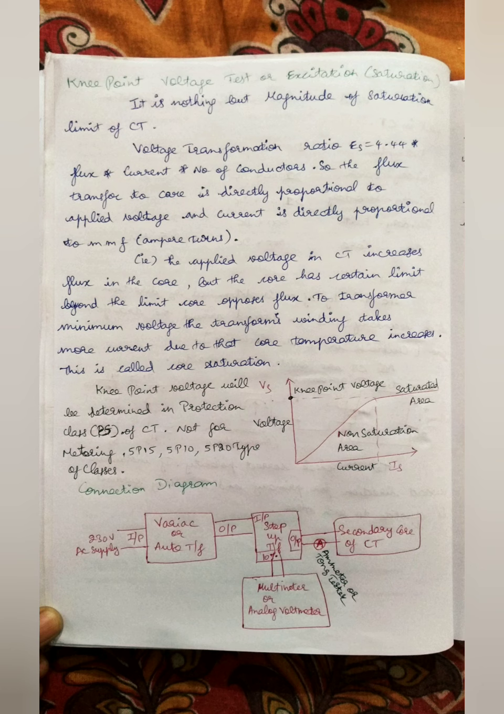Next, the diagrammatic connection of your saturation or knee point voltage testing: we need a single phase supply, which is directly connected to your variac or auto transformer. The output of the variac is connected to your step up transformer, which is used to build up the voltage. The variac varies the voltage, and the step up builds it up, so the single phase can go up to 10 kV, depending on the rating of your step up transformer.